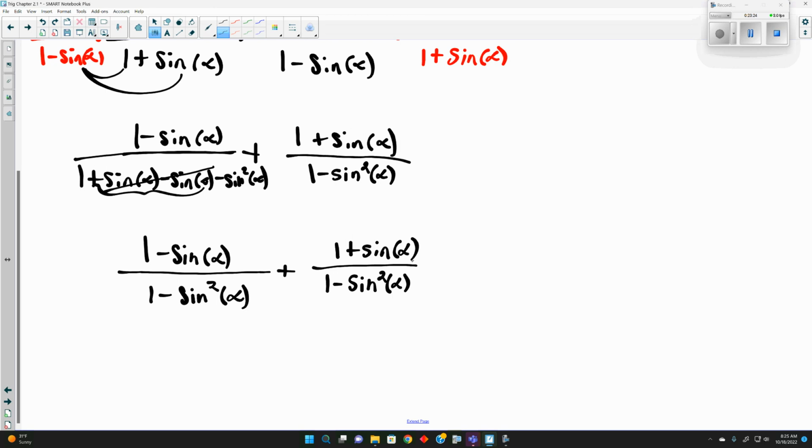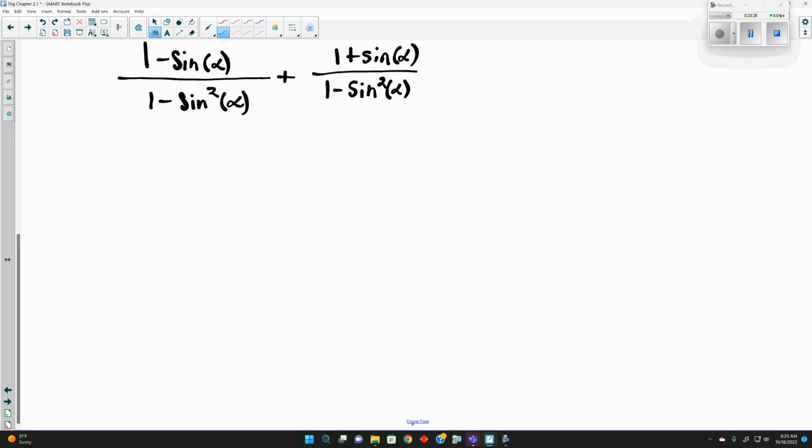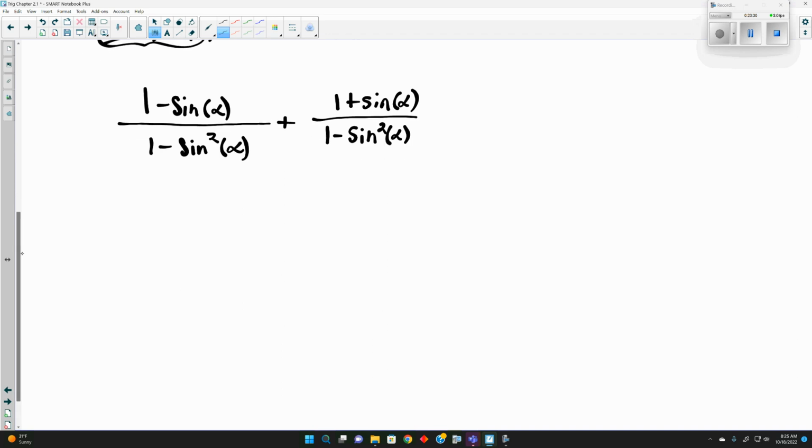Now the last thing, or one of the last few steps, now we can actually add these together. Because on the bottom we're going to have 1 minus sine squared of alpha. On top we have 1 plus 1 is 2, yes? What's negative sine of alpha plus sine of alpha? 0. So the numerator is 2.